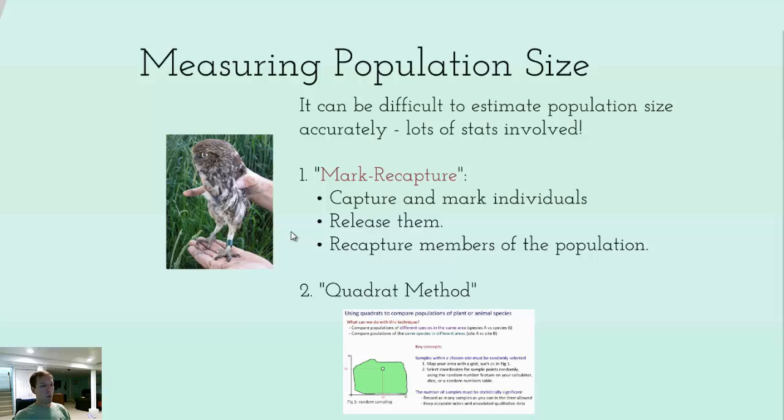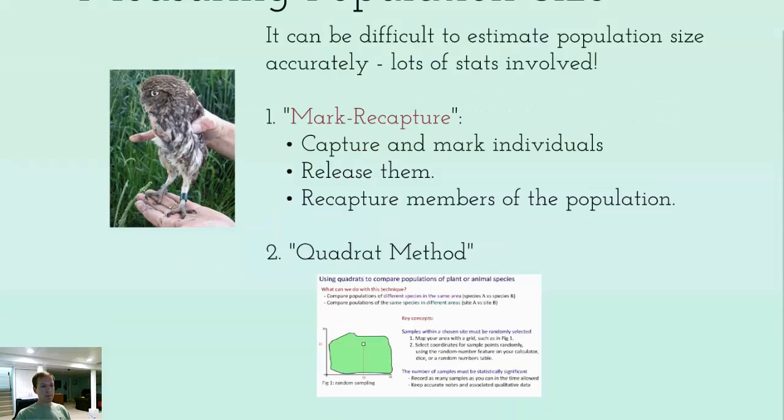Again, this is going to be used for animals, things that are mobile, and it takes quite a bit of effort, so it's usually going to be limited to those things that, for some reason or another, we have a high interest in knowing the population of. So endangered species is a great place to start.